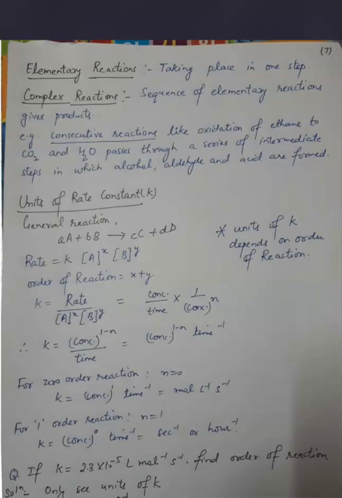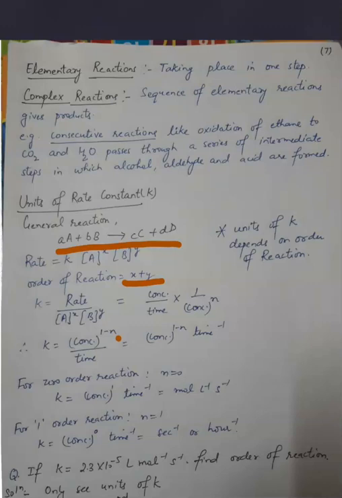Now the important topic is units of rate constant. Rate constant is denoted by K. Let us consider a general reaction A plus B gives C plus D. So rate law will be rate is equal to K, A to the power X, B to the power Y. X and Y are determined experimentally. So order of the reaction will be X plus Y. X plus Y means the sum of the exponents present in the rate law. So by this, K is equal to rate upon A to the power X, B to the power Y.